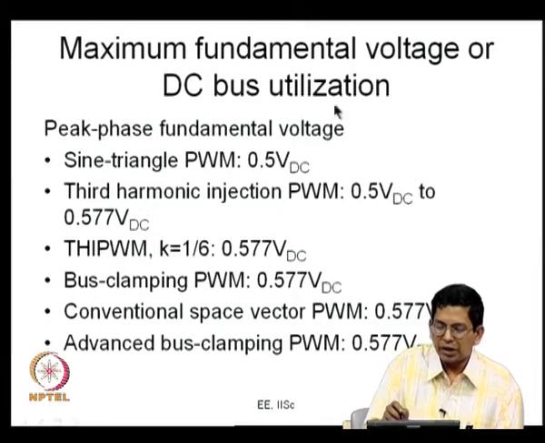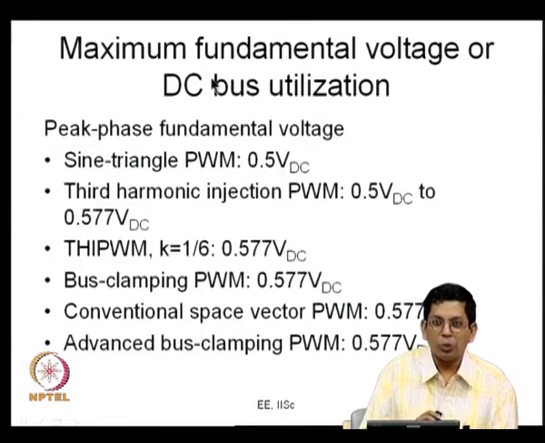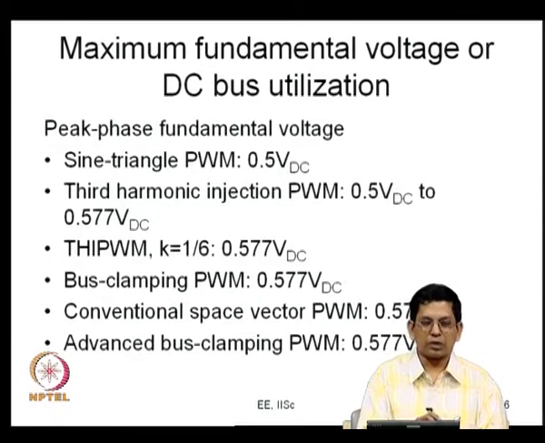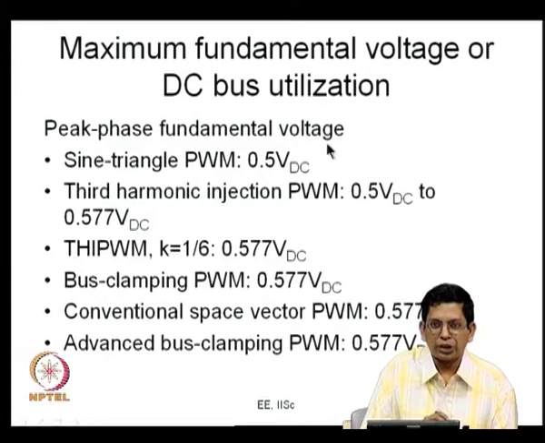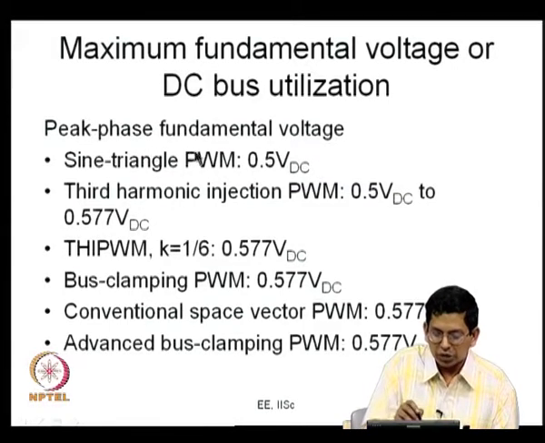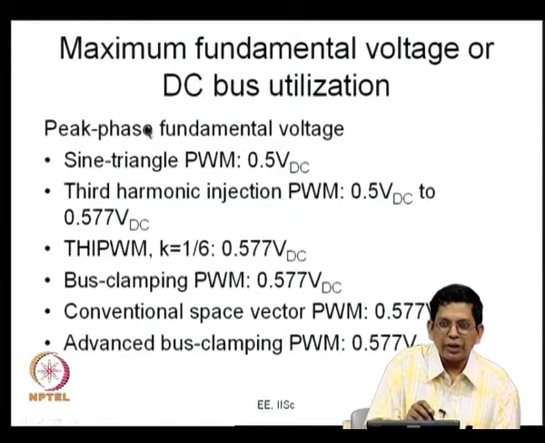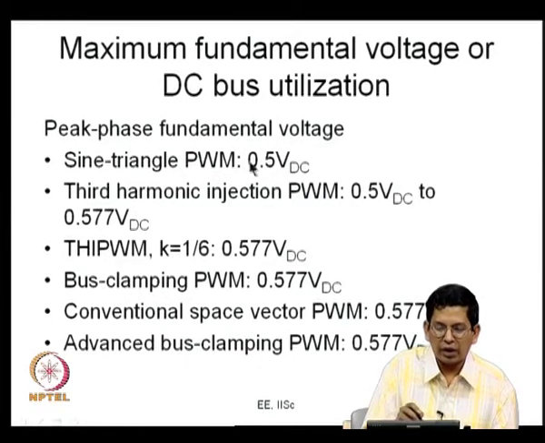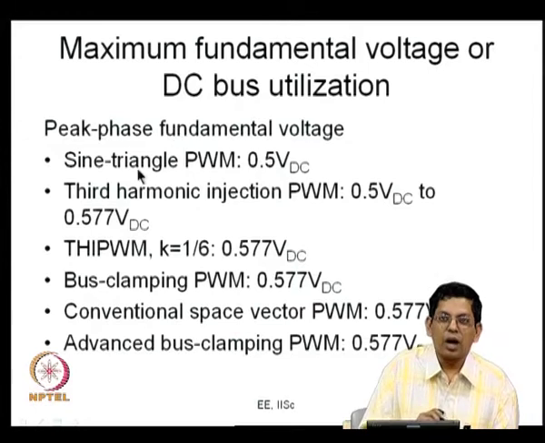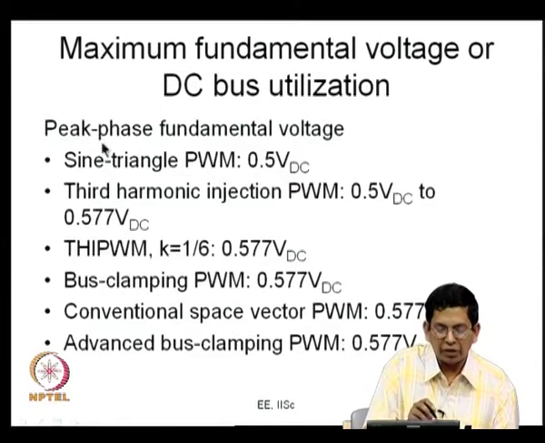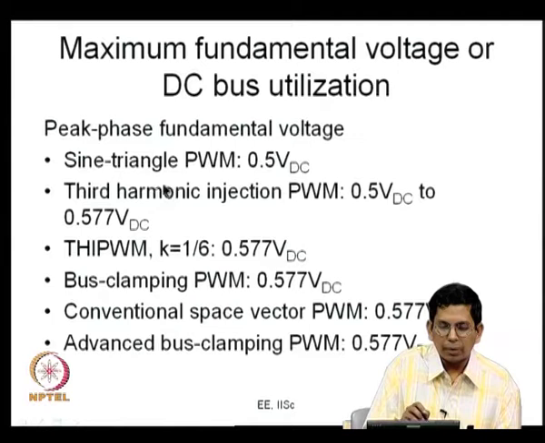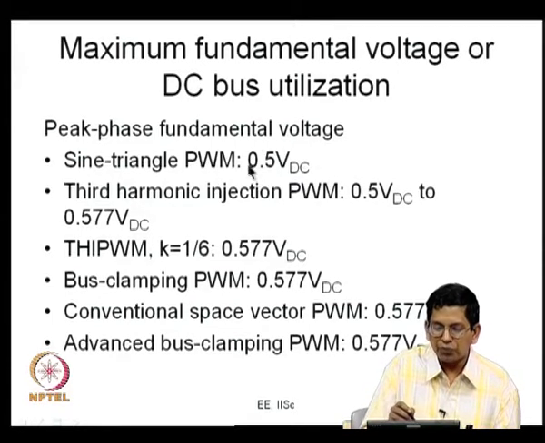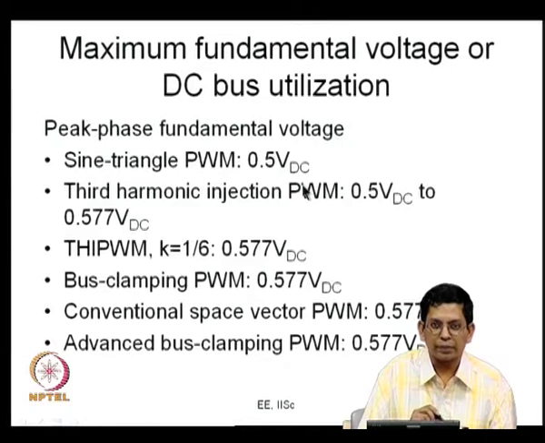This is sometimes called DC bus utilization, because for a particular DC bus voltage, how much AC voltage you can generate is the question. So, you call it DC bus utilization, right. Now you see what the peak phase fundamental voltage is. What I mean by that is, the line side voltage has the fundamental as well as harmonic components. I am considering only the fundamental component, and the phase to neutral voltage, that is, there is a load R, Y, B with a neutral N. I am considering the load to neutral voltage Vrn, and the peak value of its fundamental component. That is the meaning of peak phase fundamental voltage, right. If I use sine triangle PWM, the peak phase fundamental voltage is 50% of VDC, that is what you get there, right.